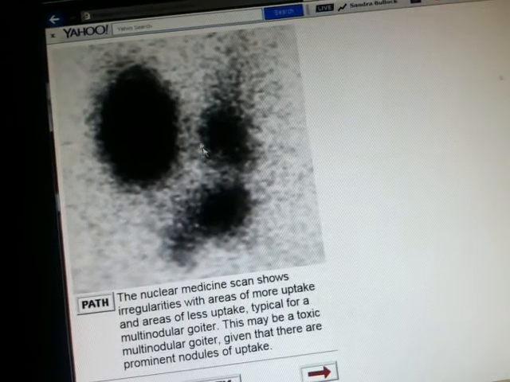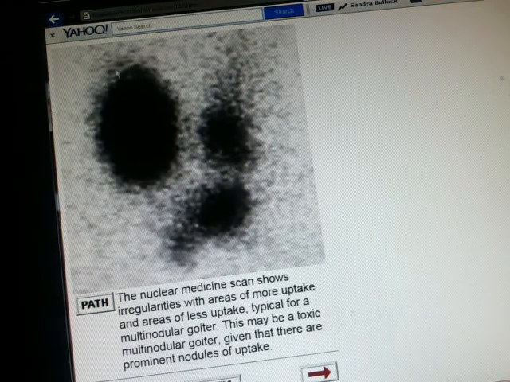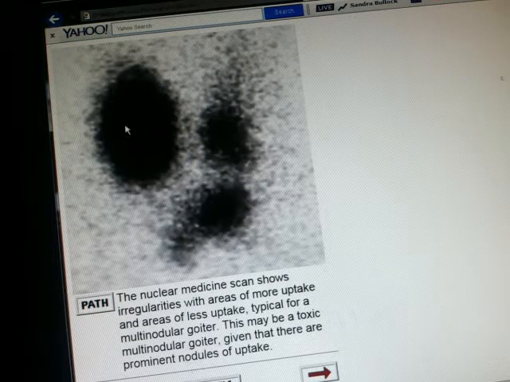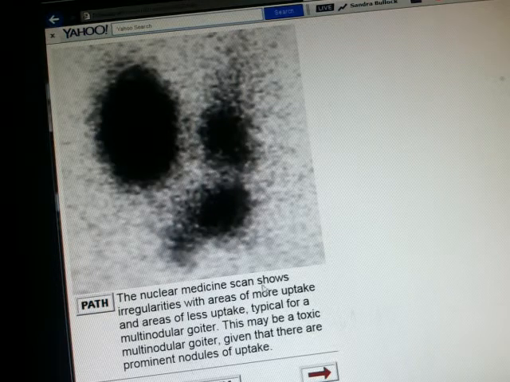And this is the PET scan. This multinodular goiter contains prominent nodules, which may be toxic nodules, hyperthyroid nodules.